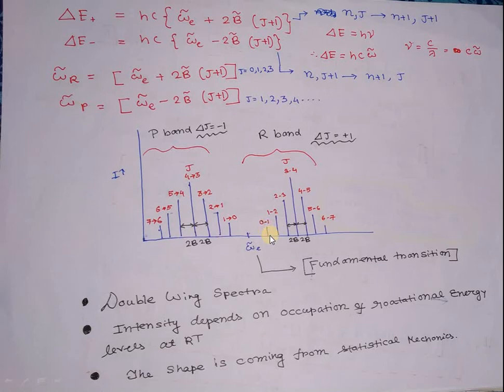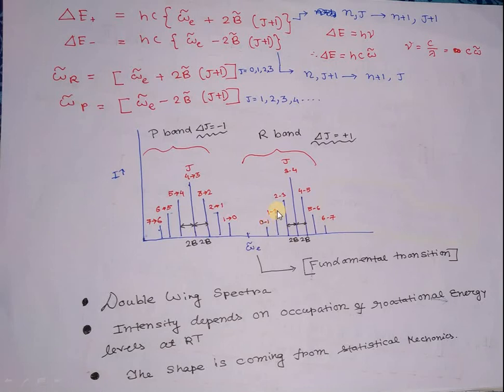You can see that this peak is for the transition 0 to 1, this peak is for the transition 1 to 2, this peak is for the transition 2 to 3, and this peak is due to the transition from 3 to 4, and so on. Now you can ask why the intensity looks like this. What is the reason behind getting these types of double humped shapes?